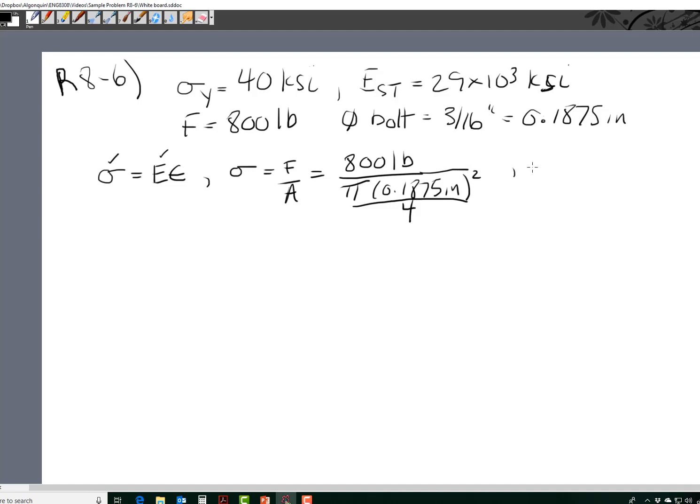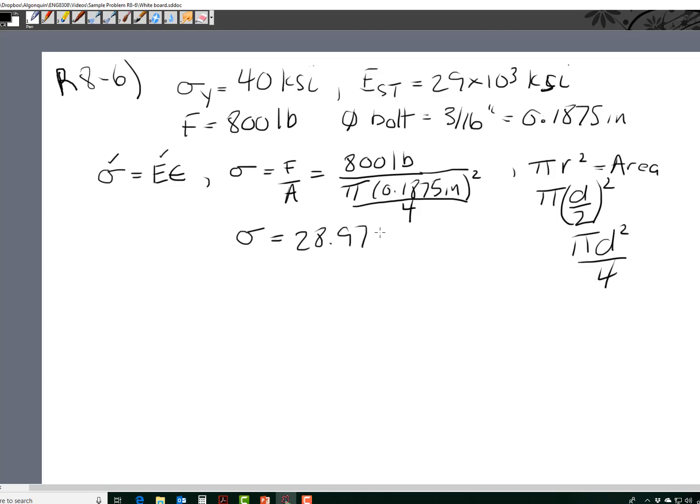Okay, and just a segue for a second. The area is equal to pi r squared. We talked about this the other day in class. If you put in d over 2 squared, it goes pi d over 2 squared, which equals pi d squared over 4, which is where this 4 comes from. So when we solve for this, we get the normal stress to be equal to 28.97 ksi, or thousands of pounds per square inch.